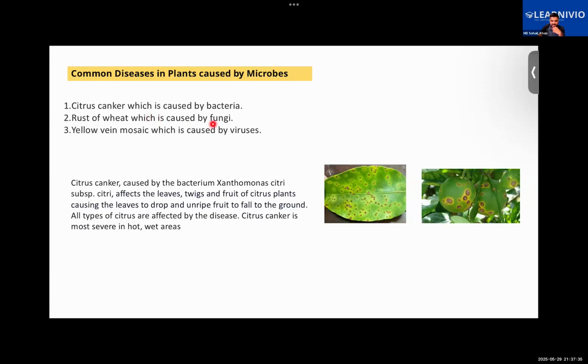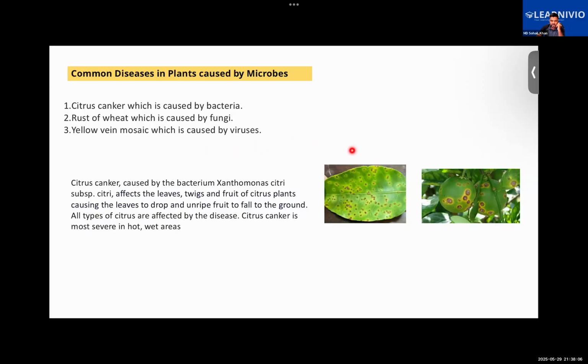Now citrus canker, it is commonly seen, like we have lemons. The leaf of the lemon plant gets infected by a bacteria, and there will be brown circular patches visible on the surface of the leaf and on the lemon fruit. That is called citrus canker. Then we have rust of wheat, which is caused by fungi, and yellow vein mosaic, which is caused by a virus.